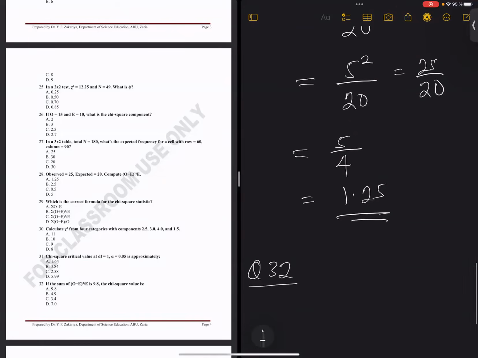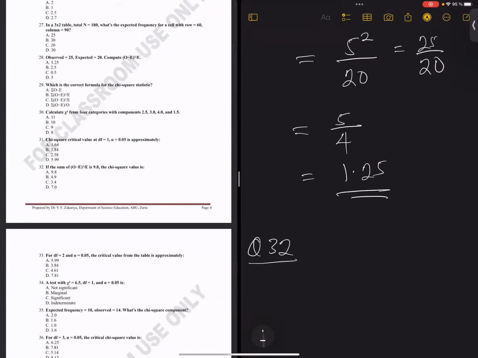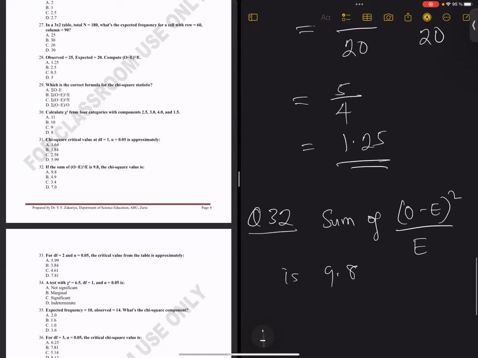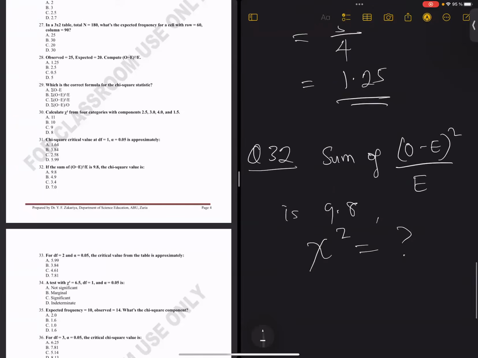That is question number 32. It says that if the sum of O minus E squared divided by E is 9.8, what is the chi-square value? I want to push this question to you.